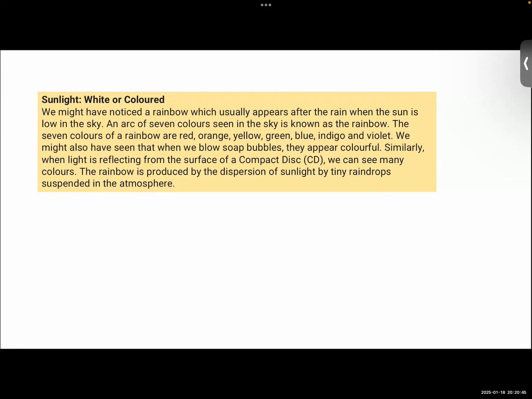Getting it? For example, during the afternoon the sun is directly overhead, so you will not notice rainbows forming at that time. They form when the sun is low in the sky, like in the evening, almost during the evening time, say 3 or 4 o'clock. So you must have seen this arc of seven colors that is visible in the sky.